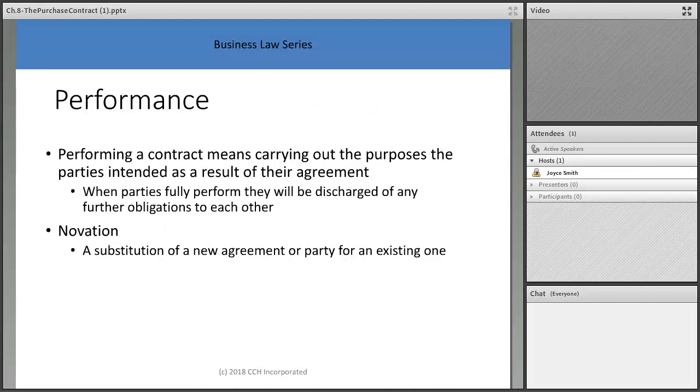Performing on contract means carrying out the purposes of the parties intended. So parties fully perform or they'll be discharged. Novation says we can substitute a new agreement or party. We can actually bring another party in to make the contract happen. Okay, and this may happen where we have relatives that come in.